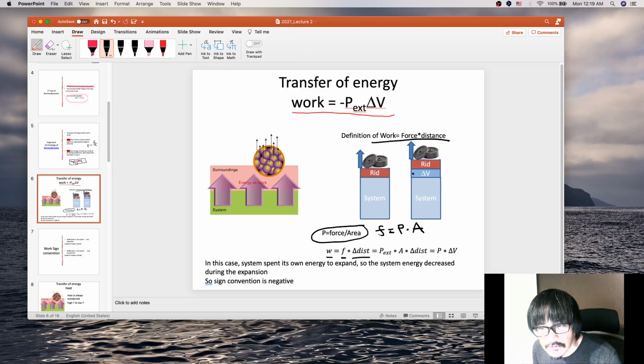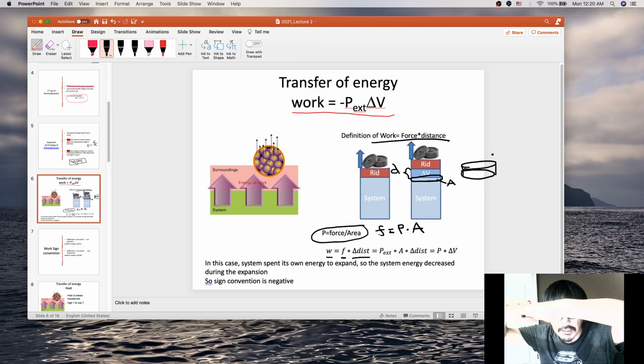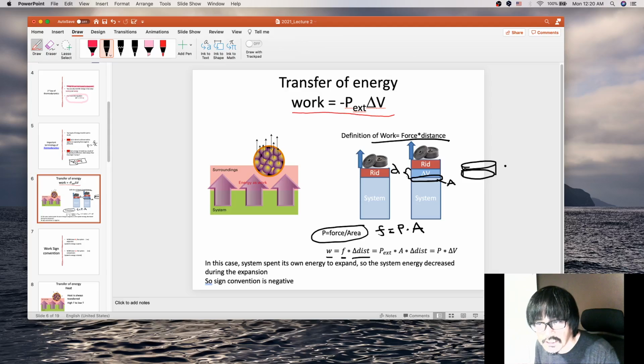So for this particular picture, you have this area, and this is the distance it traveled. So what is this? You have area multiplied by distance. That's a change in volume.